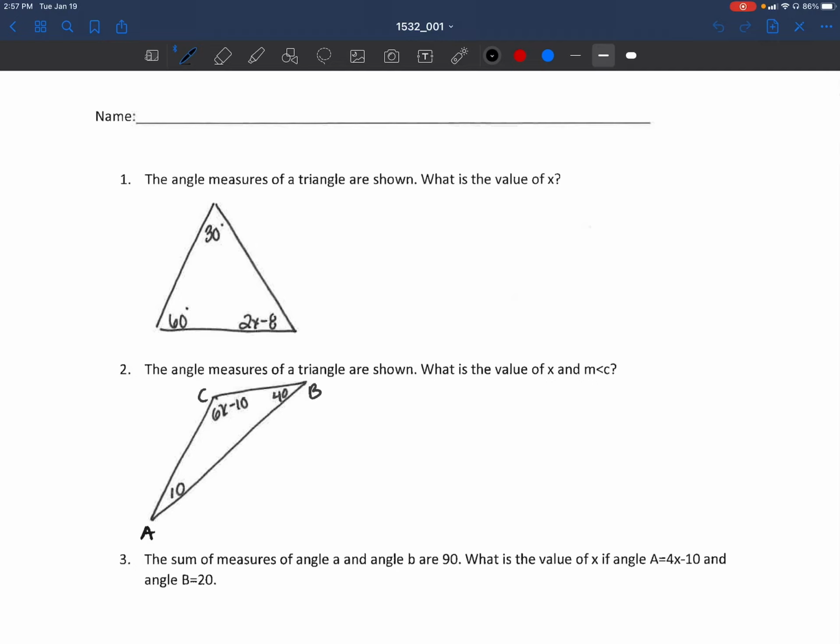So let's go over number 1. Number 1 says the angle measures of a triangle are shown. What is the value of x? So since we are working with angles and this is a triangle, all of those angles, when you add them, give you 180. So let's form an equation.